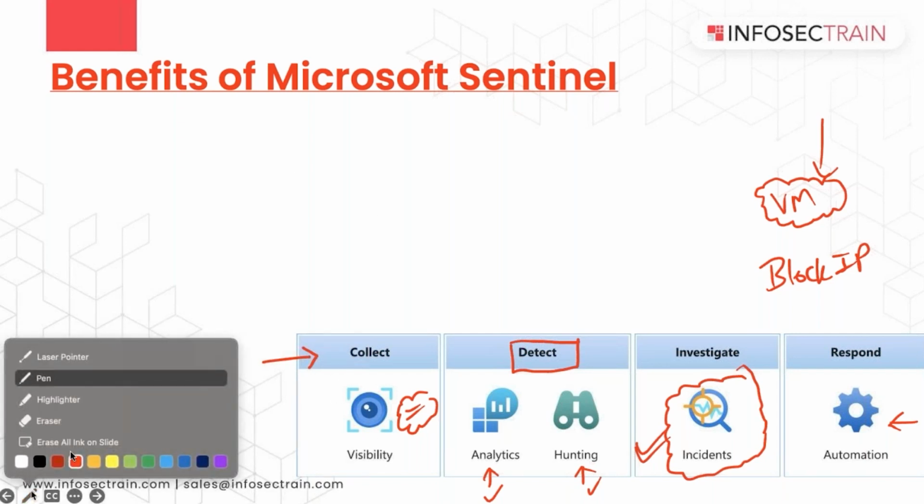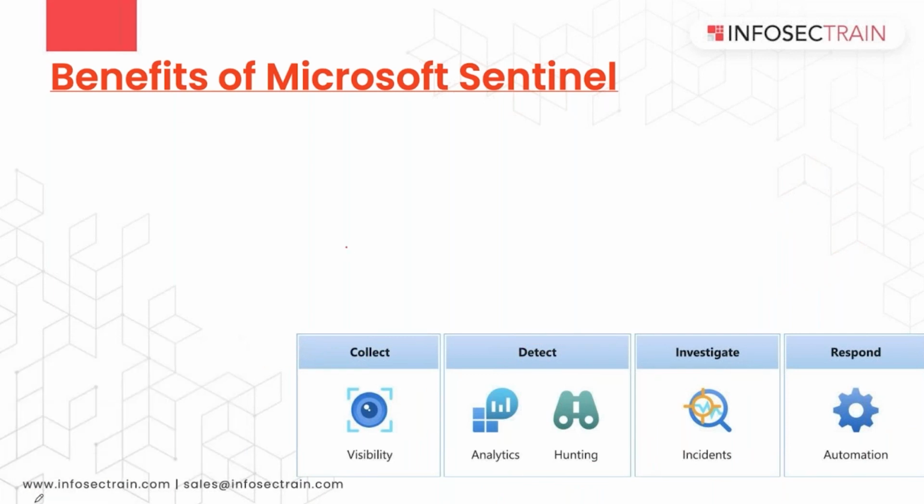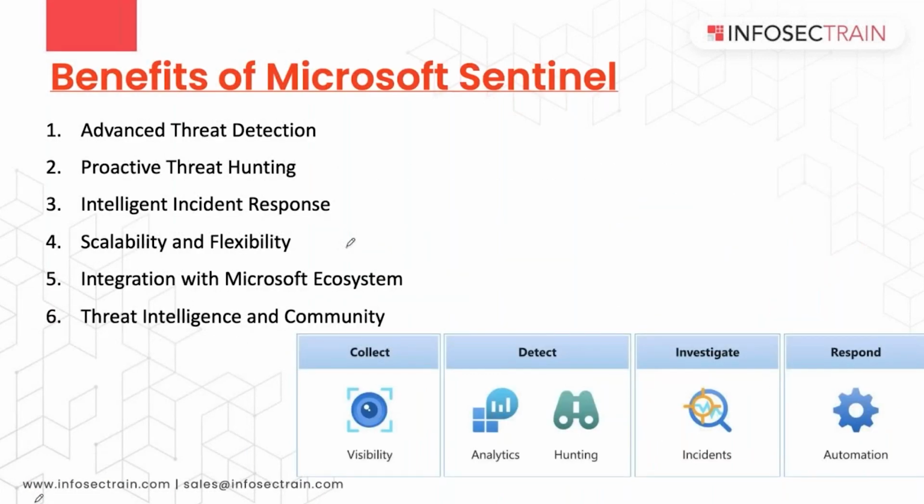Now, we will be talking about the benefits. So, quickly taking an overview of the benefits. First is advanced threat detection. Microsoft Sentinel uses AI and ML algorithms to detect and analyze any potential security threat in real time. It employs behavior analytics, anomaly detection, and machine learning models to identify any suspicious activity and indicators of compromise in your organization or in your whole infrastructure.